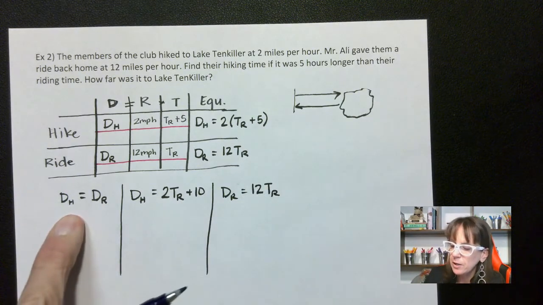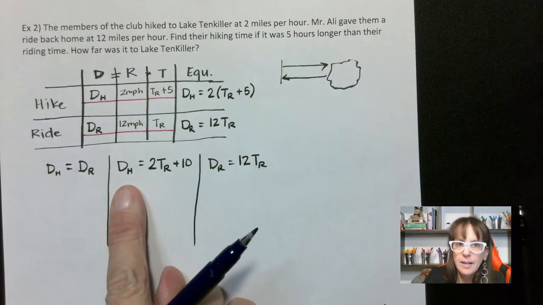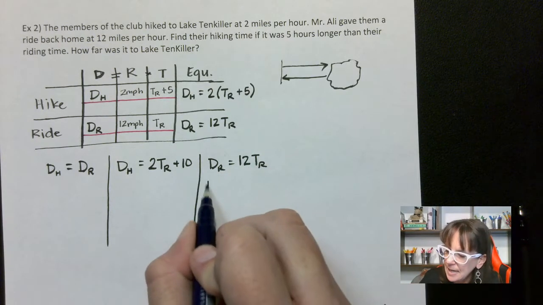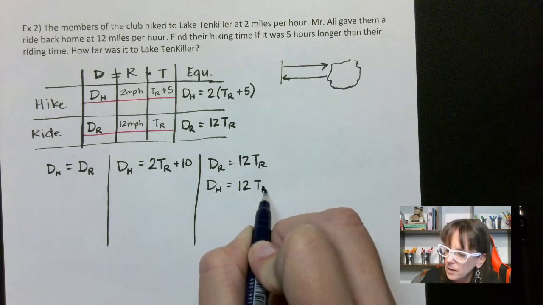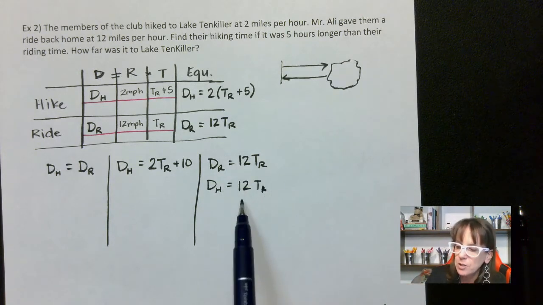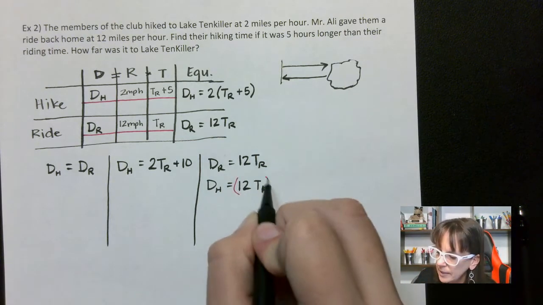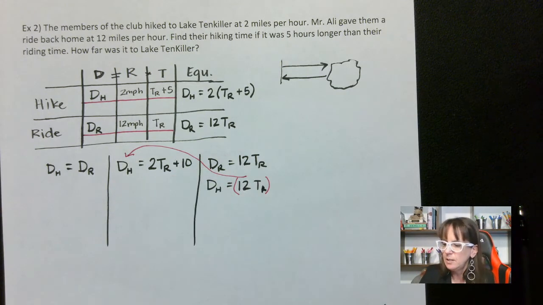Okay, so the first thing that we know is DH and DR equal each other. So what I can do is say DH equals 12TR. So now that I know DH equals all this, what I can do is take that and plug it in right over there.